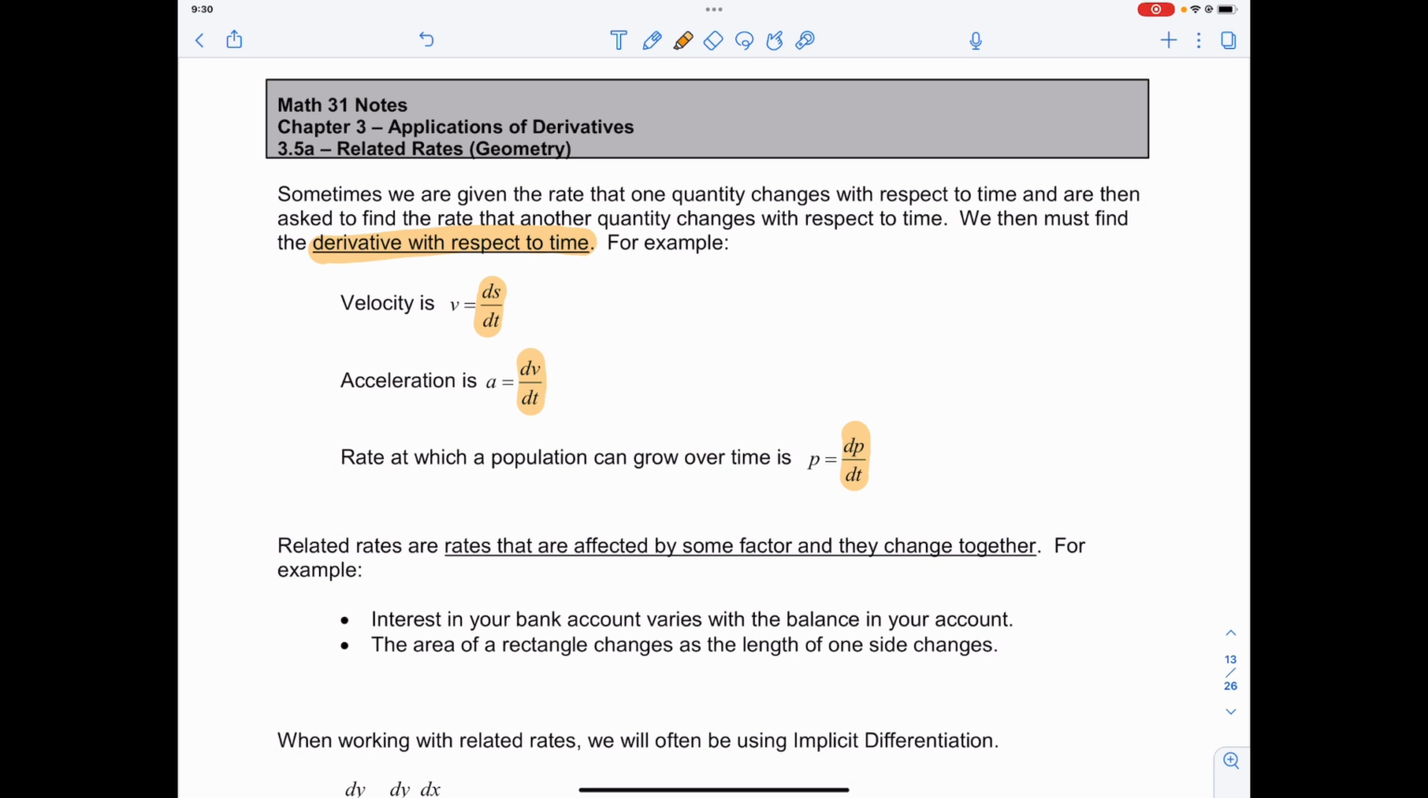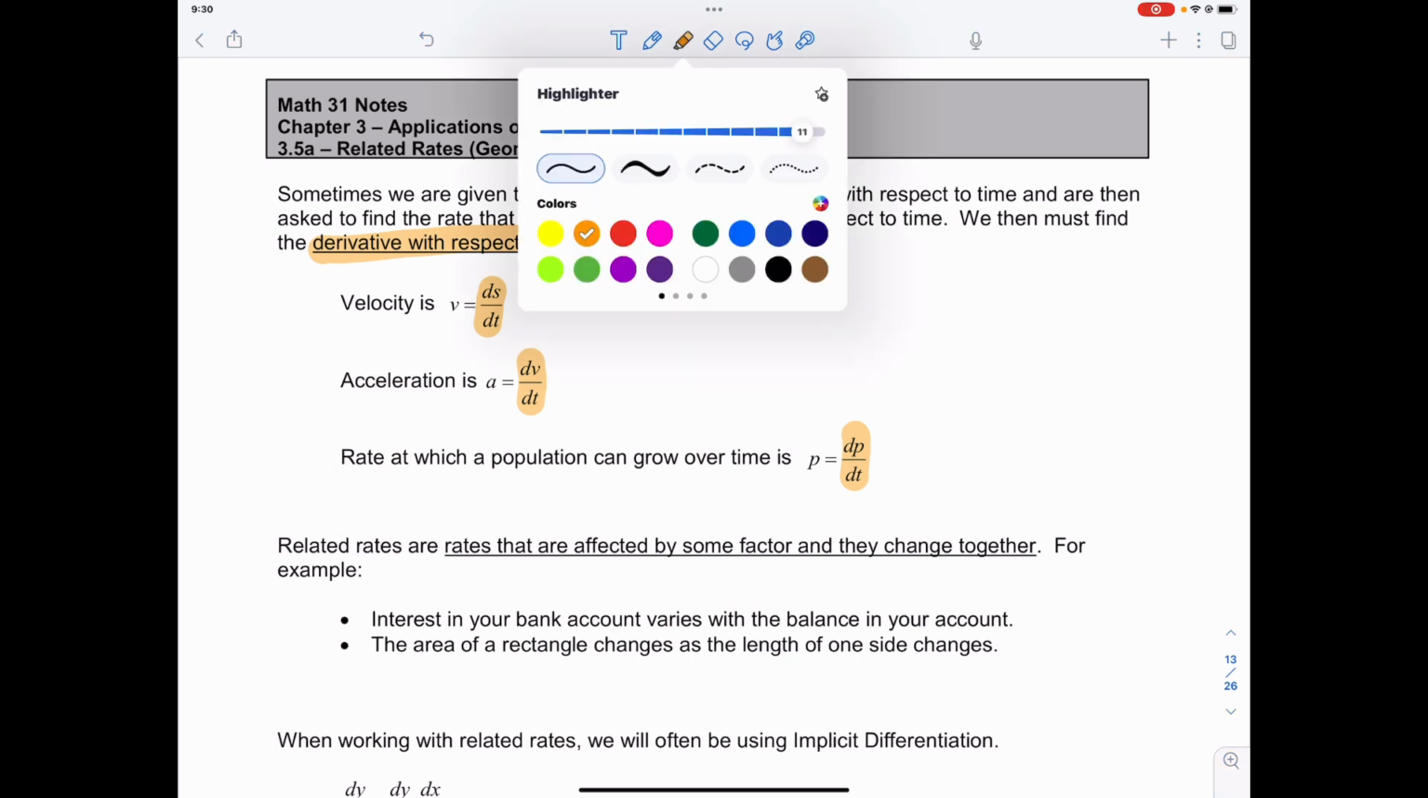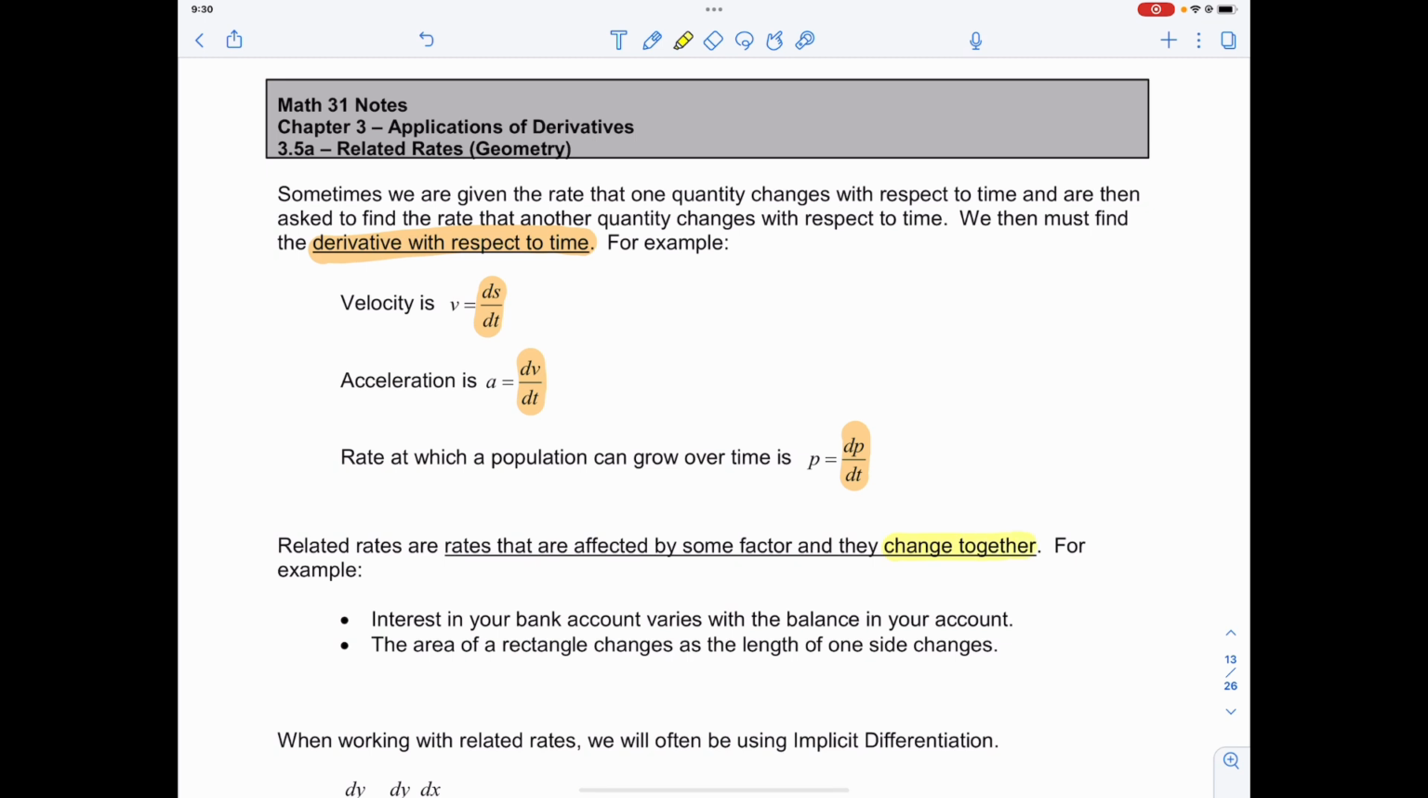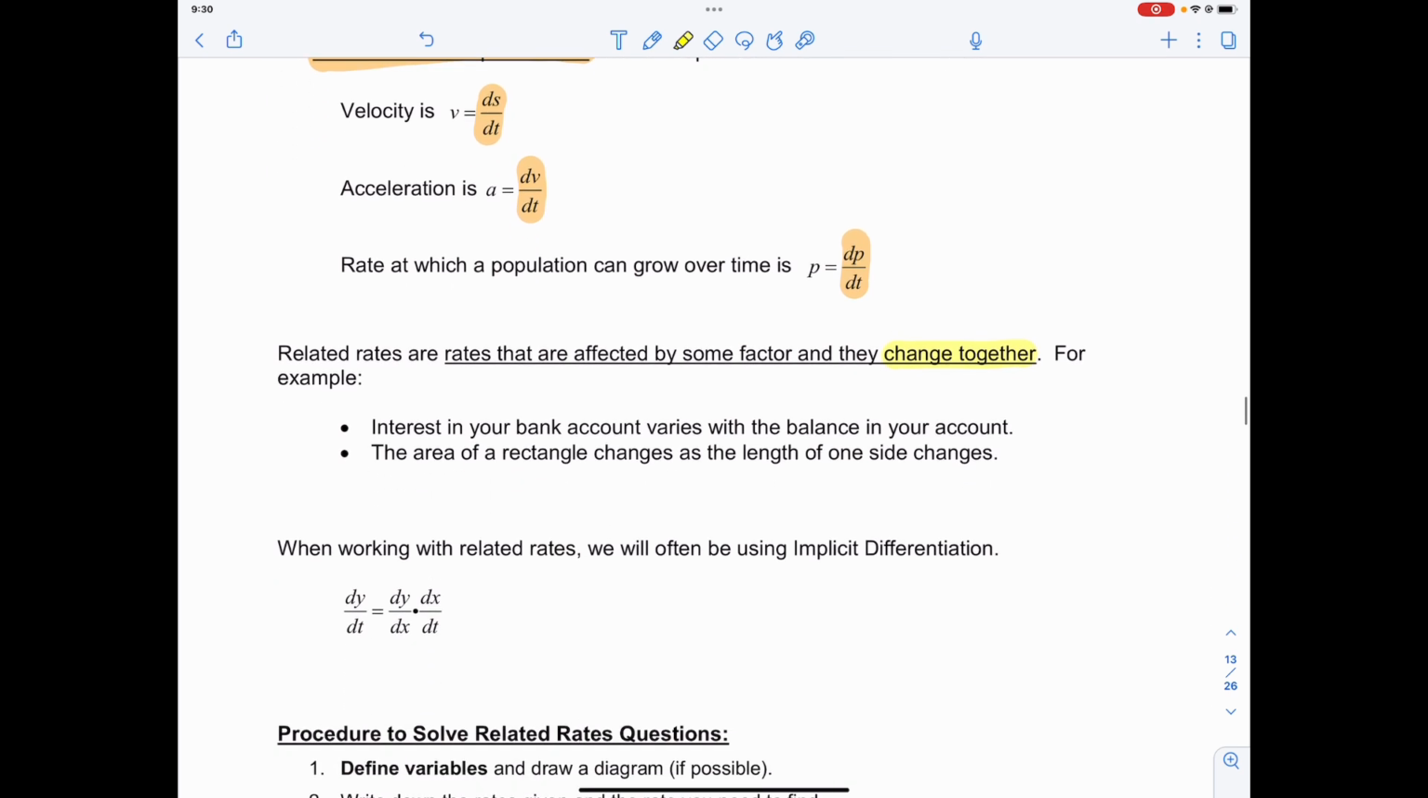Related rates are rates that are affected by some factor and they change together. And that is one of the key aspects. They both have to be affected when this change happens. Like if something's changing over time, then both those related values will change in relation to time as well. So we can talk about interest in your bank account that varies with the balance of your account. We can talk about the area of a rectangle changing as the length of one of the sides changes.